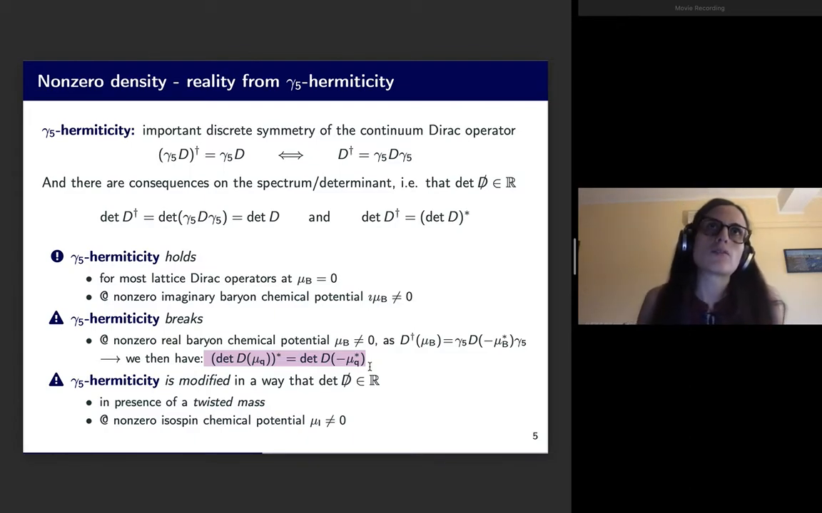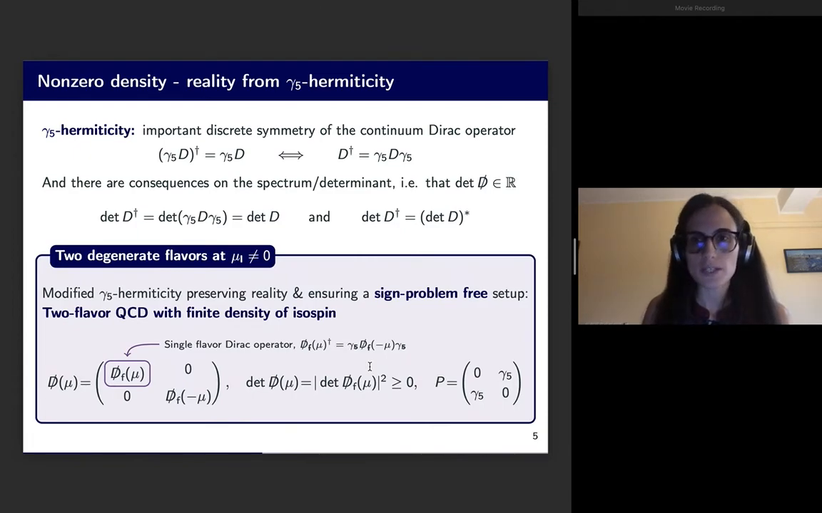Gamma 5 hermiticity can also be modified rather than breaking. And this is what happens in presence of a twisted mass or at non-zero isospin chemical potential in a way that we will see on the next slide. So basically, in that case, you can recover a Dirac operator whose determinant is real. This happens, for example, when you have two degenerate flavors and non-zero isospin chemical potential, because modified gamma 5 hermiticity in that case preserves reality and ensures that we have a sign problem-free setup.